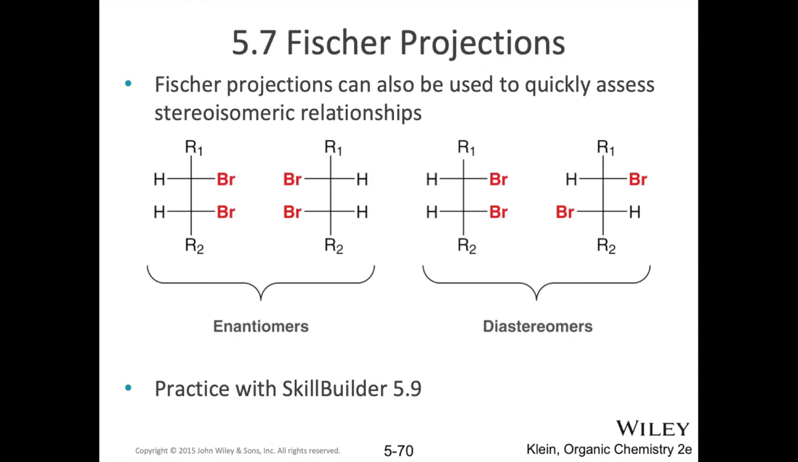Okay. This also makes it really quick and easy to determine whether you have enantiomers or diastereomers. So here you can see that both of your chiral centers have been flipped perfectly. Here the bromines are both to the right. Here they're both to the left. So that's a perfect mirror image, and therefore these are enantiomers. Here we have two molecules. They are identical for the top carbon, but they are flipped for the bottom carbon, and that makes them diastereomers.